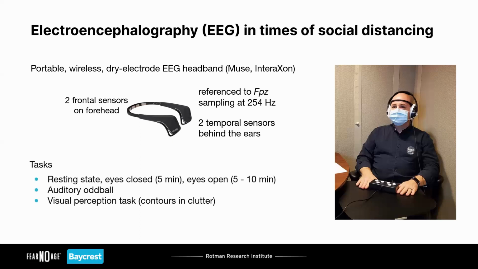Participants completed several recordings with the EEG. First was resting state, while they sat with their eyes closed for 5 minutes, and then eyes open for 5 to 10 minutes in the beginning. We also collected EEG data while they completed an auditory oddball task and a visual perception task. But for the focus of this talk, I will only be presenting the resting state EEG data.